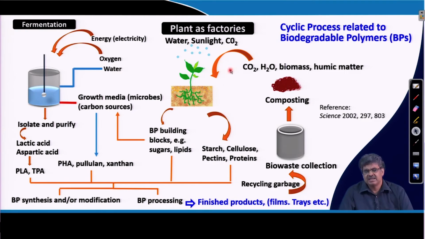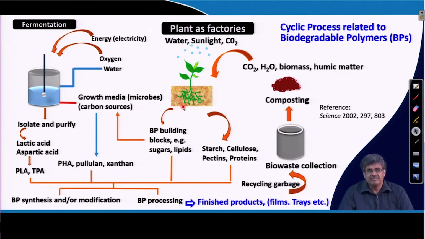So, this gives a cyclic process related to biodegradable polymers. Basically, plants take water, sunlight and carbon dioxide and produce raw material for biodegradable polymers. For example, they produce starch, cellulose, pectin, which can be directly used as biodegradable polymers for making products.